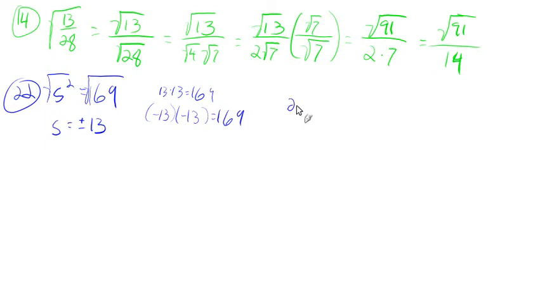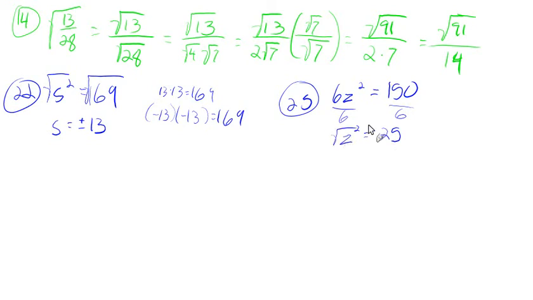Let's do number 25. Get 6z squared equals 150. All right. Now we want it to be set up like this one was. We want to take the square root of the variable squared. So we'll divide both sides by 6 first. So you get z squared equals 150 divided by 6 is 25. Then we take the square root of both sides. That's just going to give us a z on this side. And the square root of 25 is going to be plus or minus 5. Right.